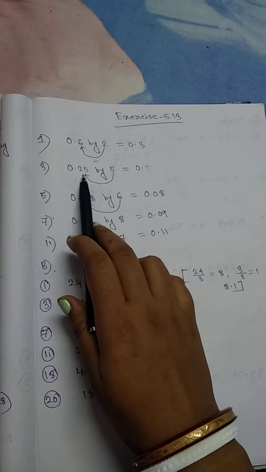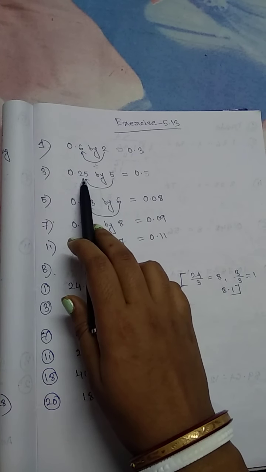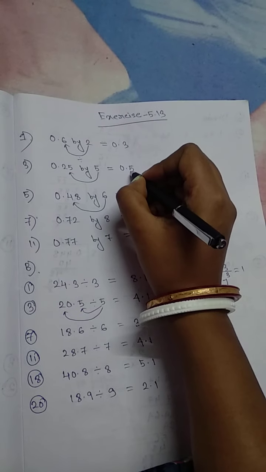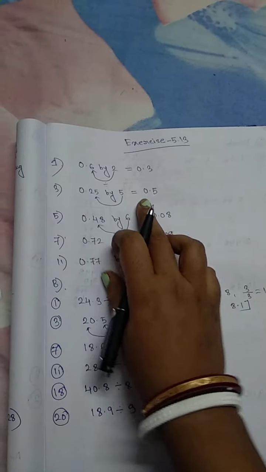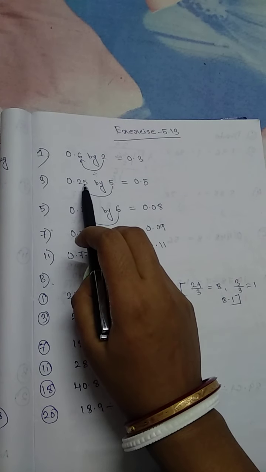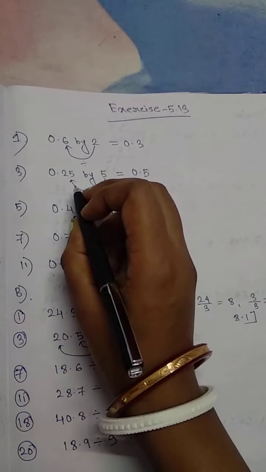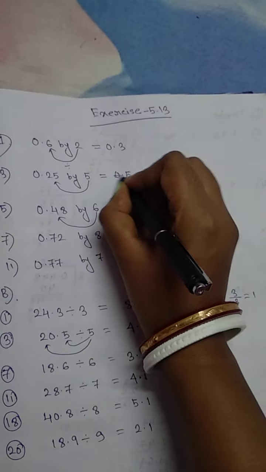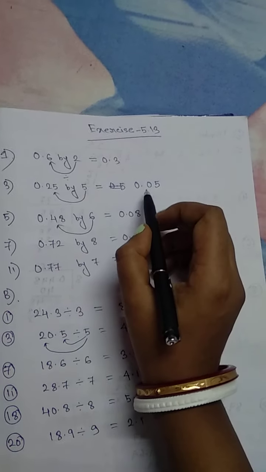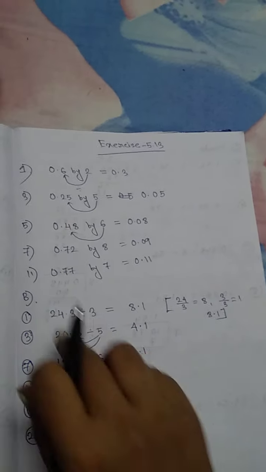Now 0.25 by 5. So if you divide 25 by 5, then you will get 5 and write down 0. So here also the point is after two digits. So here the point is after two digit. So there must be a 0.05. So you have to place a 0 first, then you have to place the point.